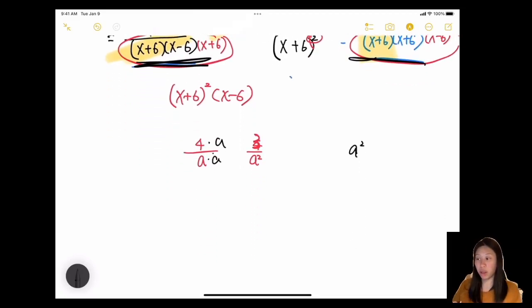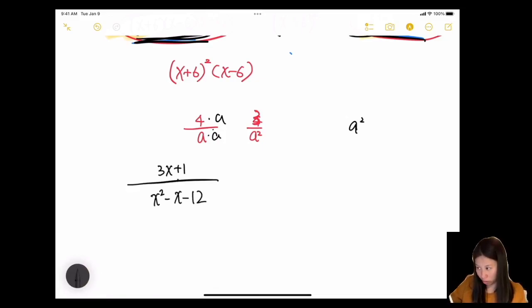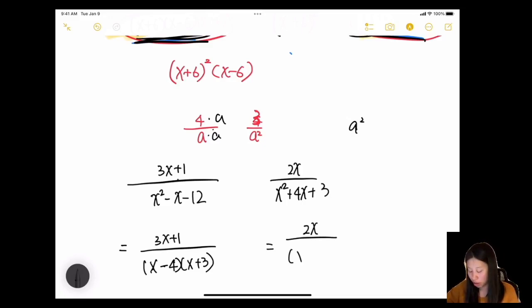Okay, I'm going to do one last one. Let's have 3x plus 1 over x squared minus x minus 12, and 2x over x squared plus 4x plus 3. First step, always try to factor them. I have x minus 4 times x plus 3. Again, use the AC method. Try to work on it by yourself. You can pause the video anytime that you want. And then the second one, I have x plus 3 and then x plus 1.